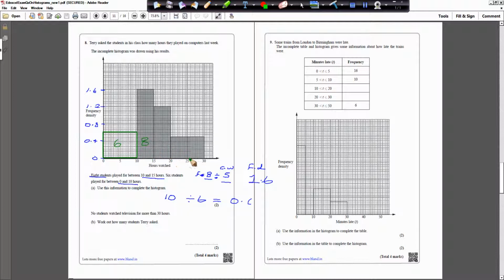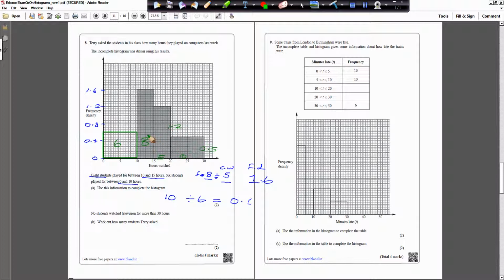What's the length here? 20 to 30. The length on the bottom is 10. And what is the height here? For the last block, can anybody give me the height? Height here is 0.5. Then 15 to 20 here, the length on the bottom is 5. What is the height for this next block? It is exactly 1.2. So we need to work that out.